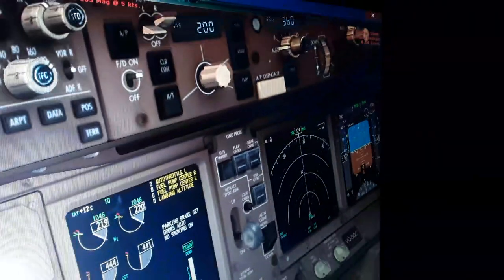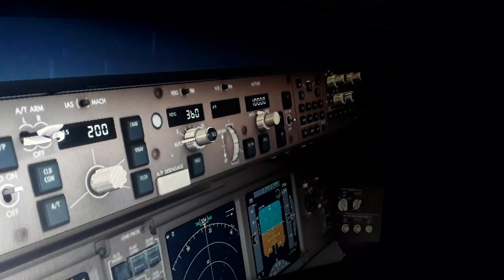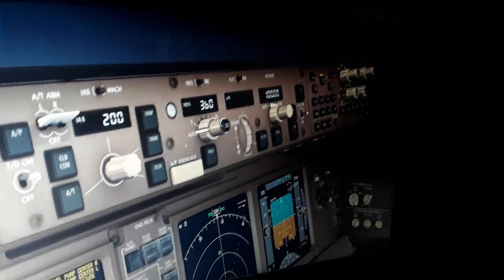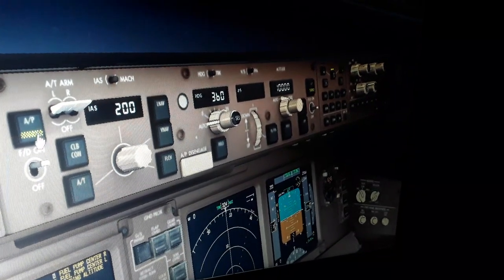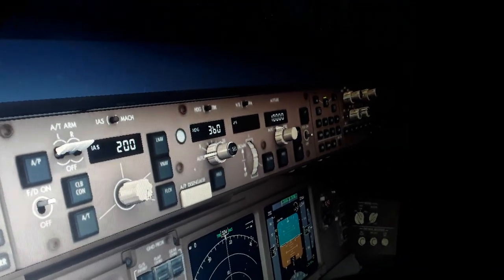So I will continue now. I'll see the auto throttle, right. Also the same thing, the flight director on and off, the autopilot, so we can disengage the autopilot. So I will show you a couple of things now.